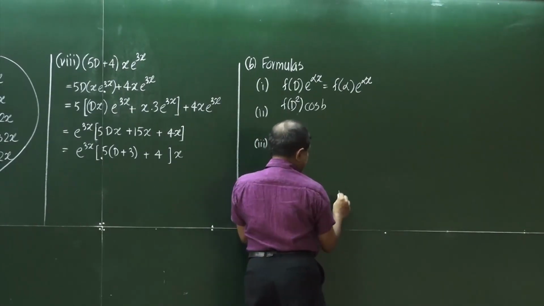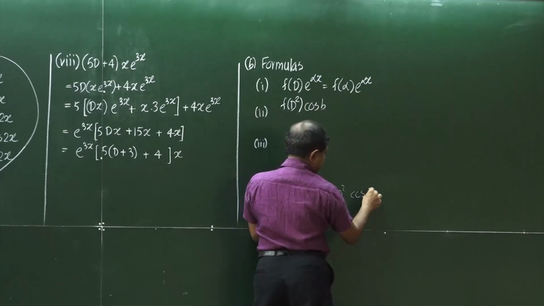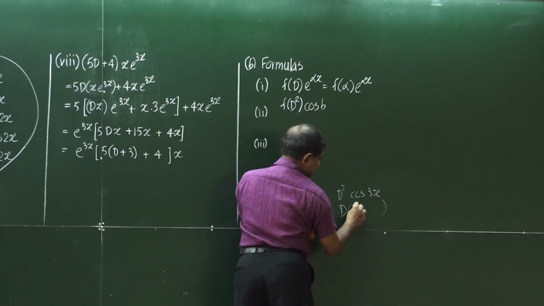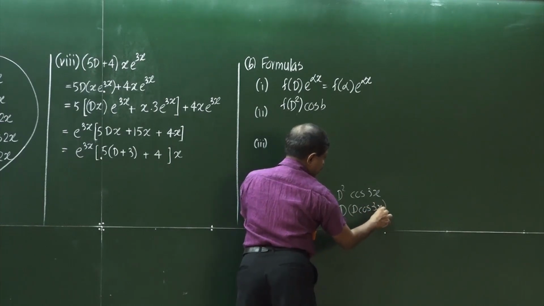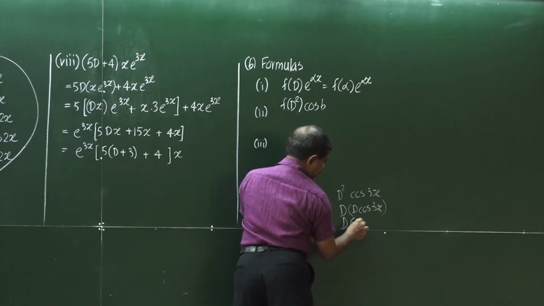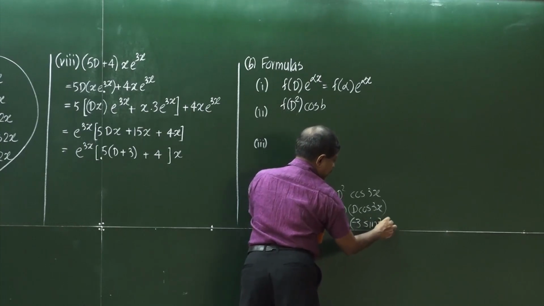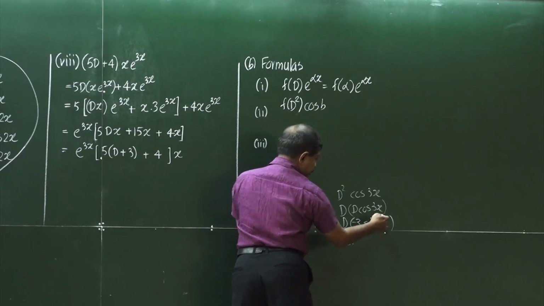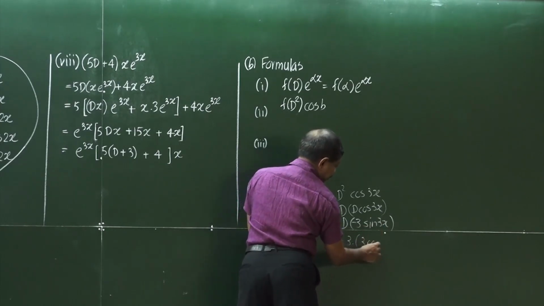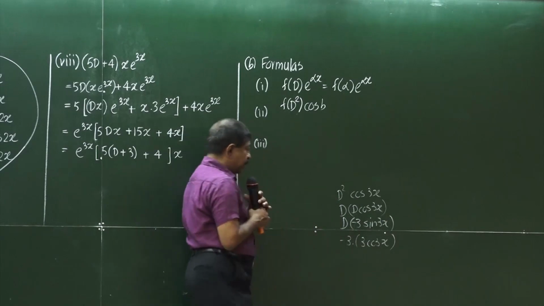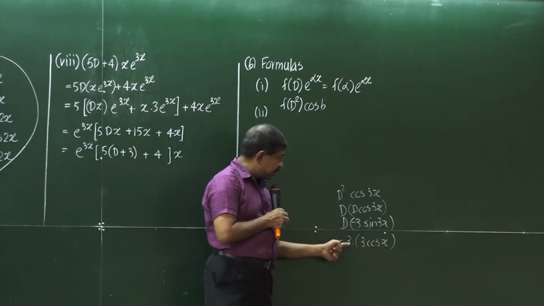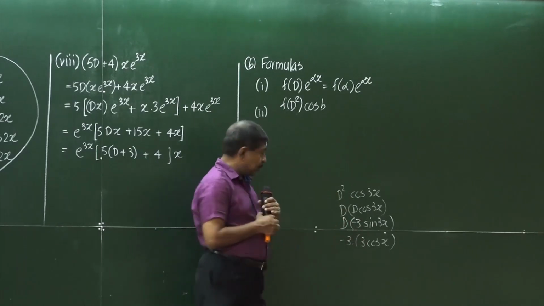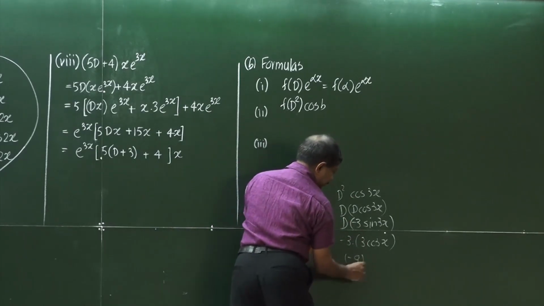Say for example, if you just take this one, cos 3x, what would you get? When you first differentiate, you get minus 3 sine 3x. When you differentiate it again, what would you get? Minus 3 times 3 cos 3x. Once you differentiate cos or sine twice, you get the same function back, but you get an additional constant.